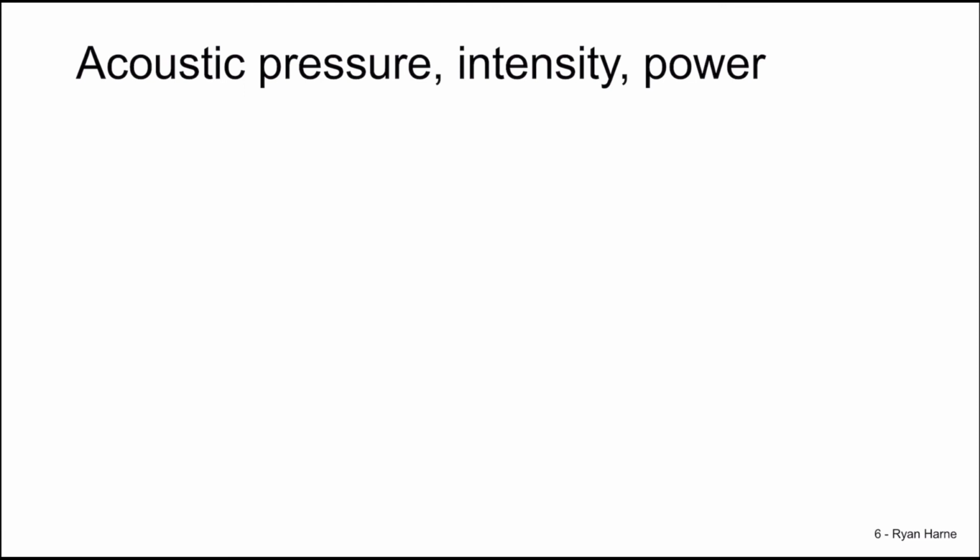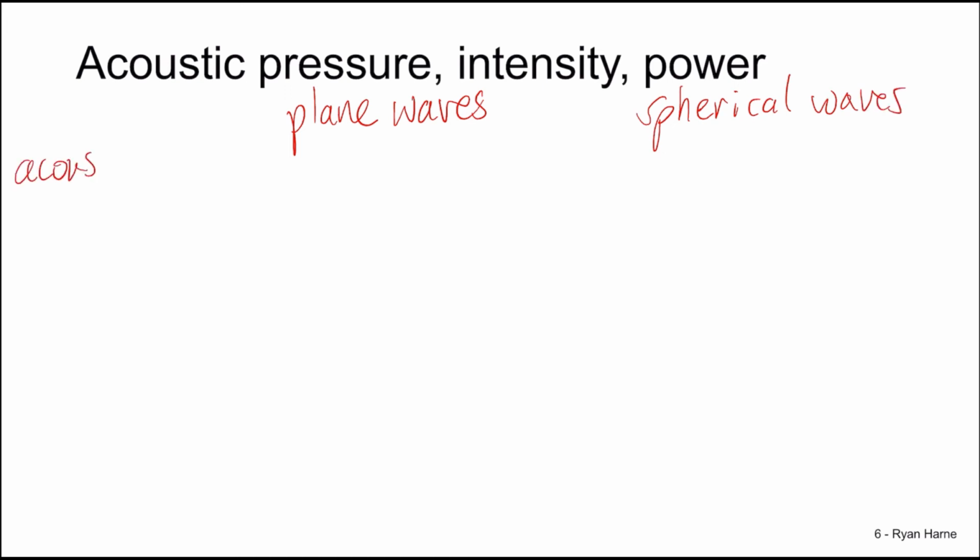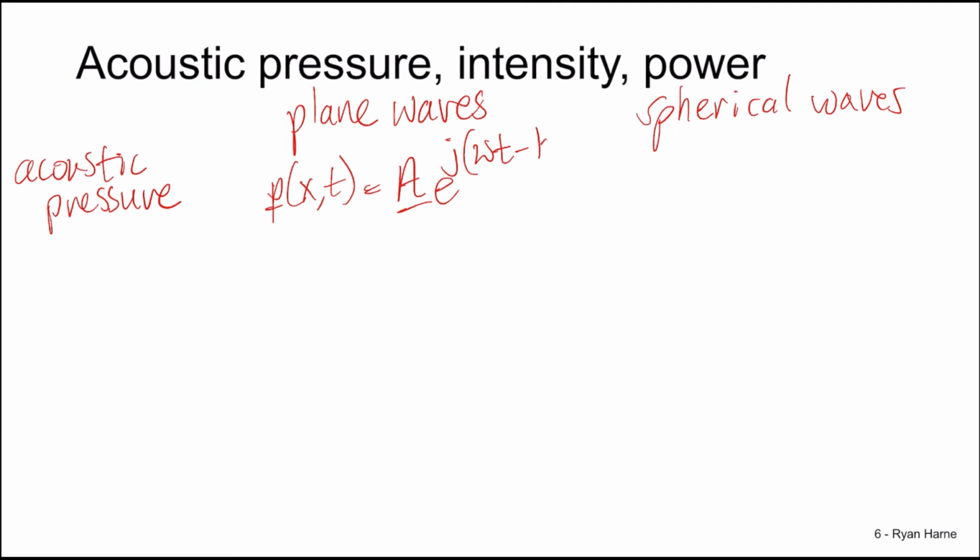Let's summarize these relations for plane and spherical waves in a table. We'll have one column of relations for plane waves and another column for relations of spherical waves. Let's begin by expressing our relations for acoustic pressure. Harmonic plane wave acoustic pressure is complex p as a function of x and t is equal to complex amplitude A multiplied by e to the j omega t minus kx. We'll neglect the negative x propagating wave for now. The harmonic spherical wave acoustic pressure is a function of r and t, and our amplitude is complex amplitude A divided by r multiplied by e to the j omega t minus kr.